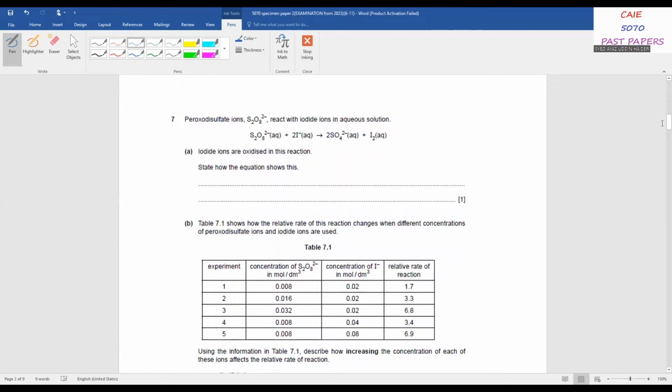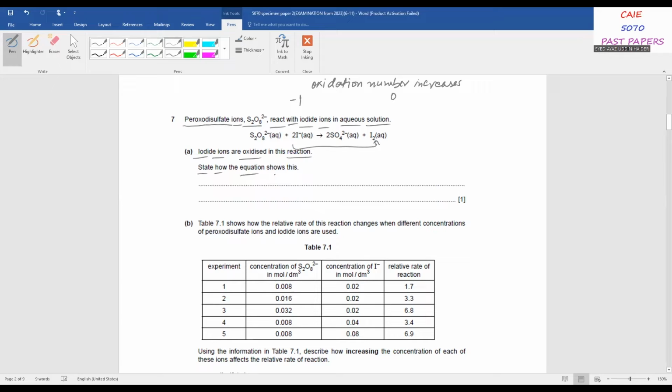Question number 7. Peroxodisulfate ions, S2O8 2-, react with iodide ions in aqueous solution. This is the reaction. Iodide ions are oxidized in this reaction. You can see here it's oxidized because the oxidation number increases. Here it's -1, and on this side it is 0. So the oxidation number increases.